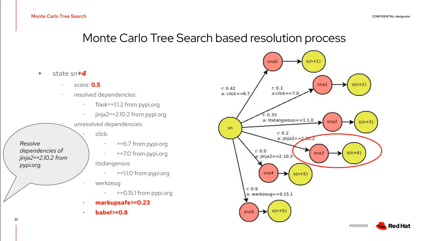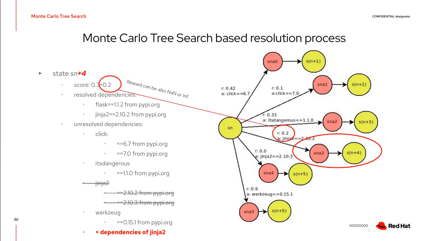So in this case, it says markupsafe version above 0.23 and Jinja above 0.8 that need to be resolved in specific versions that are known and are available. I skipped this part.